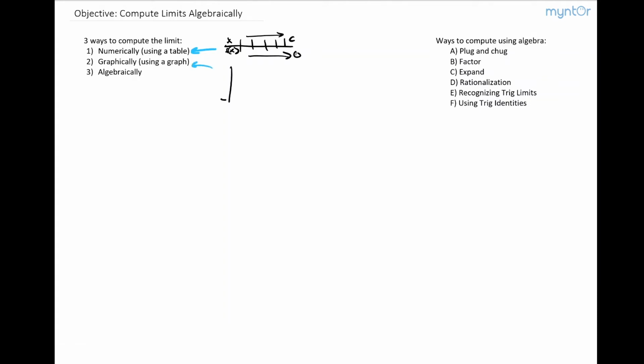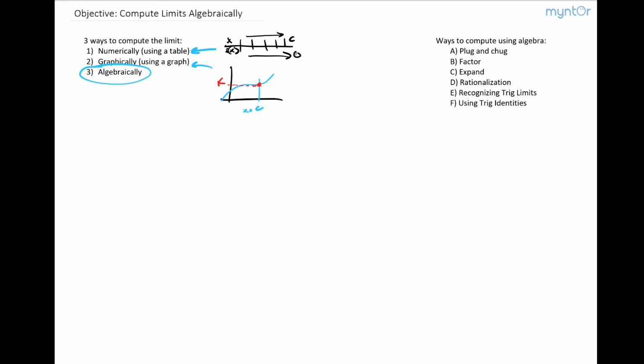This is where we drew a graph of our function like this. And as we approach a certain point where x is equal to c, we were able to determine, okay, it looks like this function is approaching some value k. And so the third way we're going to talk about computing a limit is algebraically.